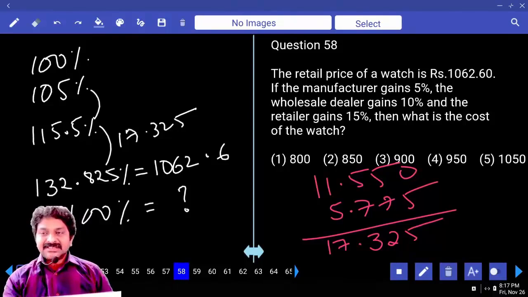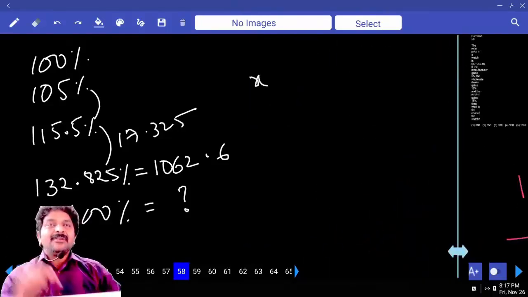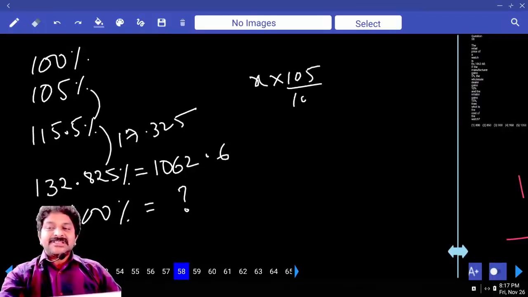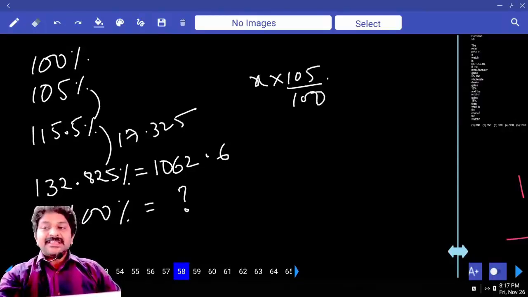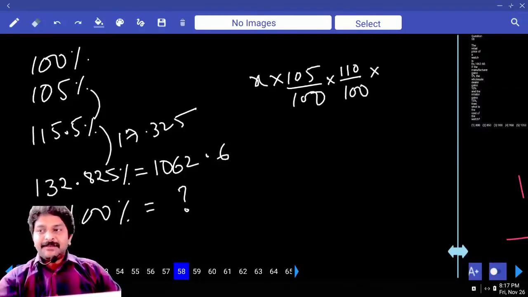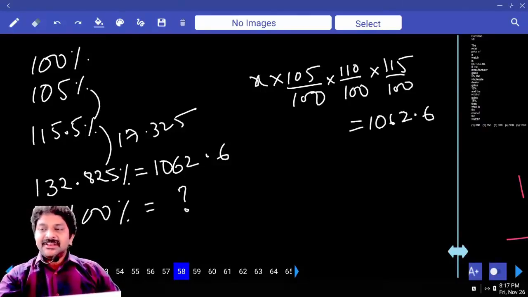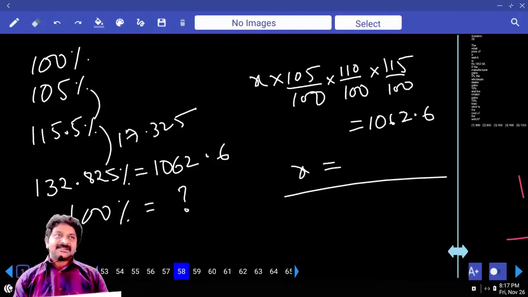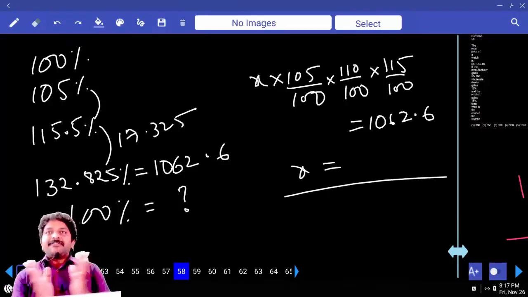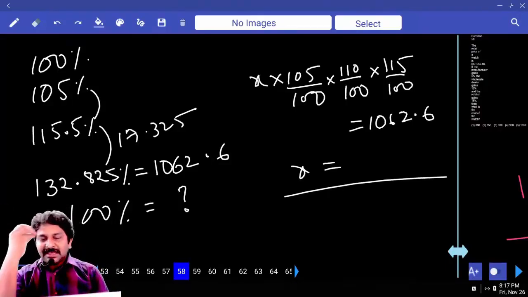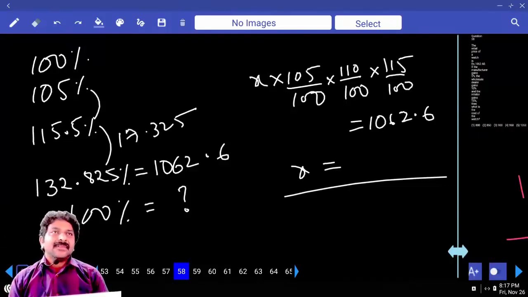The other way is, the initial value was X, increased by 5%, then it becomes 105%, and again increased by 10%, then it becomes 110%, again increased by 15%, 115 by 100, which is equal to 1062.6. Need to simplify and get the value of X. Instead of that, if you go for approximation, it will be so simple. Right.